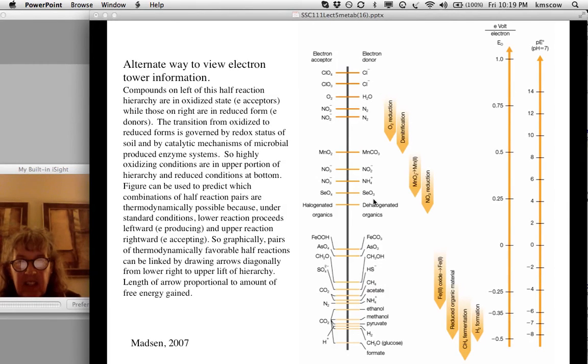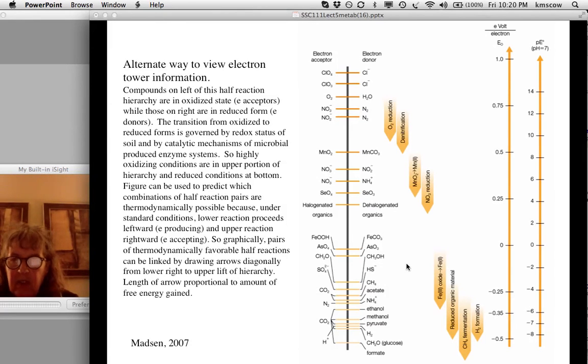I think there was the suggestion that it might be nicer to put oxygen at the top, and then have the best oxidants, the most favorable electron acceptors, and then you can move down below and get to the lower ones. And this shows it that way.